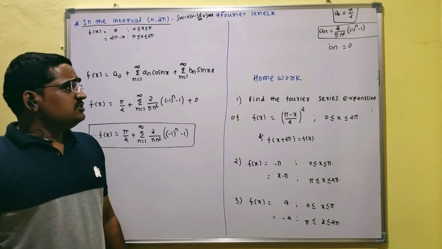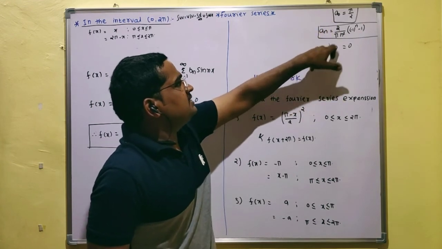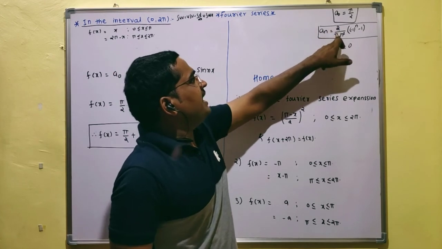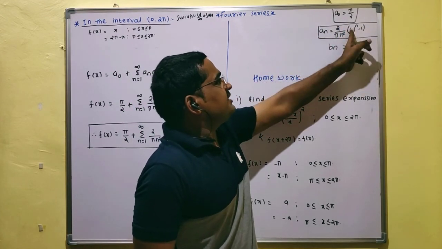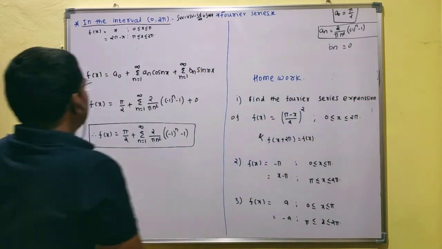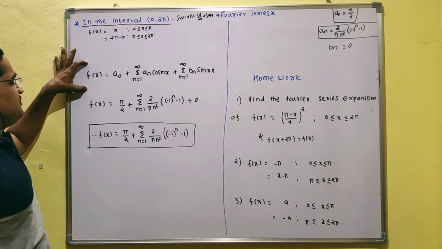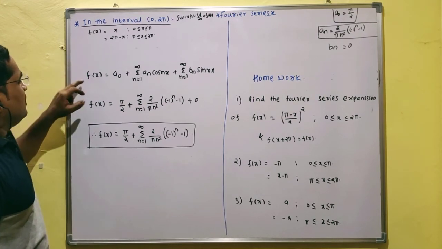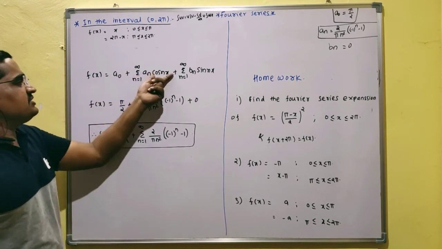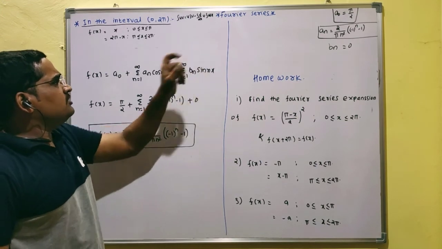We have found all the values of the Fourier constants a naught, an and bn, where the value of a naught is pi by 2, the value of an is 2 upon pi n square in the bracket minus 1 to the power n minus 1, and the value of bn is 0. Now put all those Fourier coefficients in our standard Fourier series expansion. F of x is equal to a naught plus summation n running from 1 to infinity an into cos nx plus summation n running from 1 to infinity bn into sin nx. Put all these values in this expression.